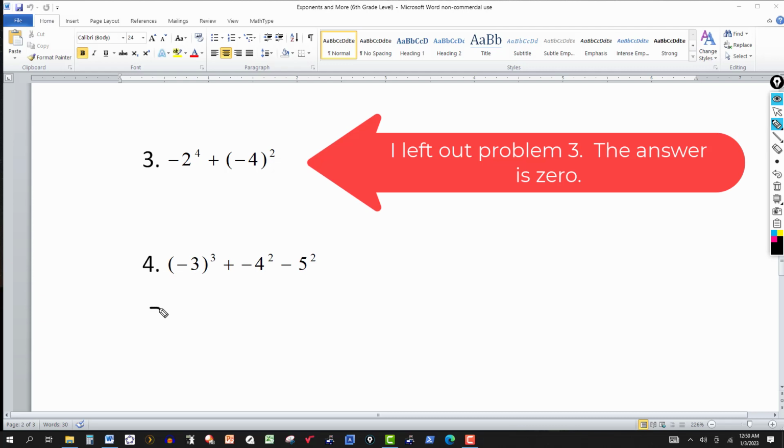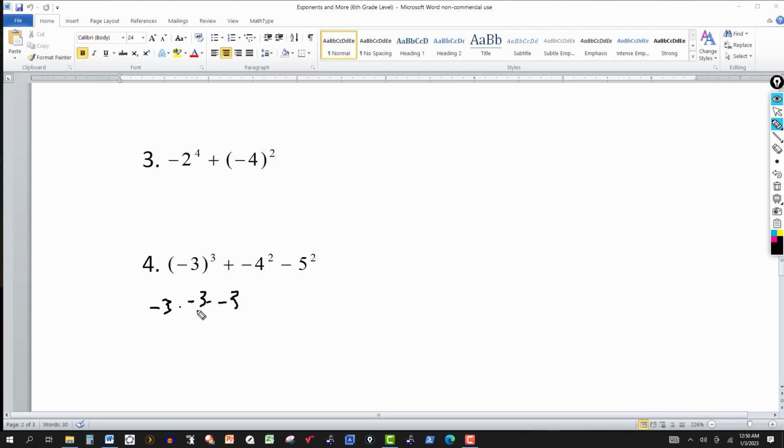So this is going to be negative 3 times negative 3 times negative 3. So negative 3 times negative 3 is positive 9. You multiply two negatives, it comes out positive. So that's positive 9. But then you multiply by another negative. So that's a negative 27.